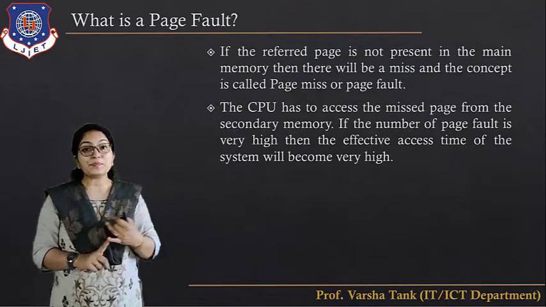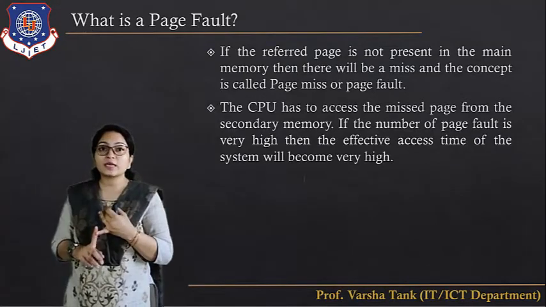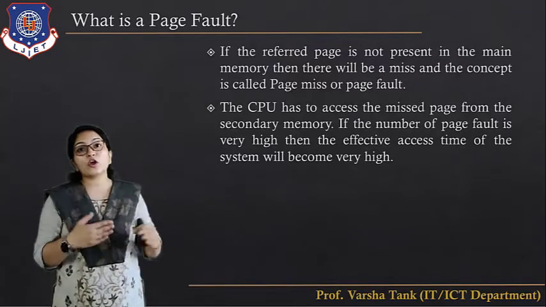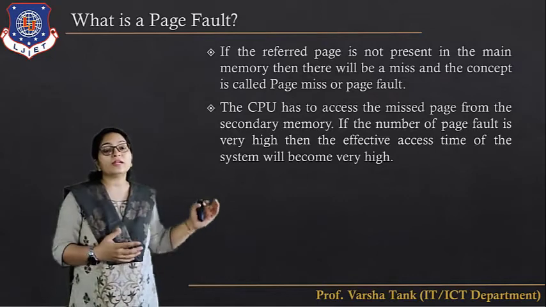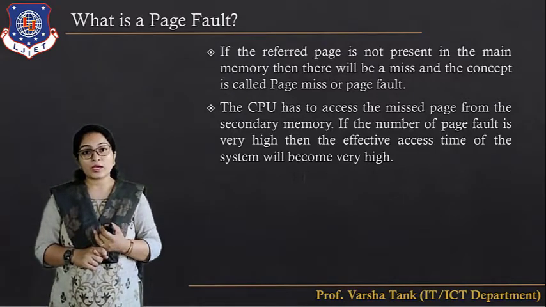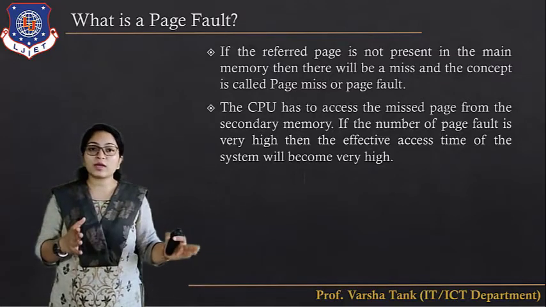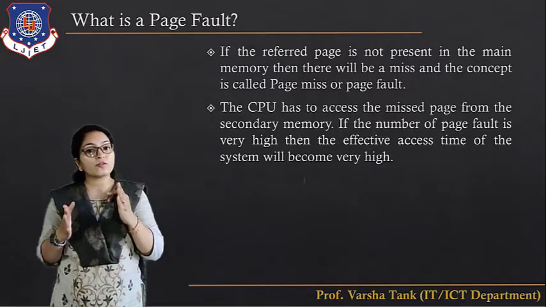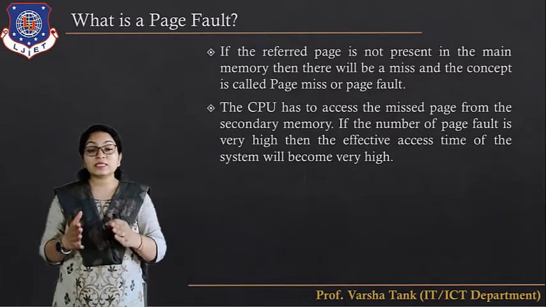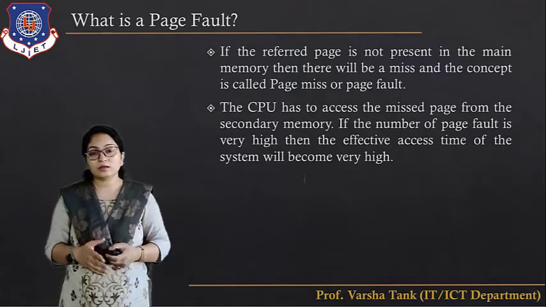Got it? Okay, so the CPU has to access the missed page from the secondary memory. If the number of page faults is very high, then the effective access time of the system will become very high. So if page faults are very high, then the effective access time of the system is also very high. That we will see in the different types of algorithms later on.